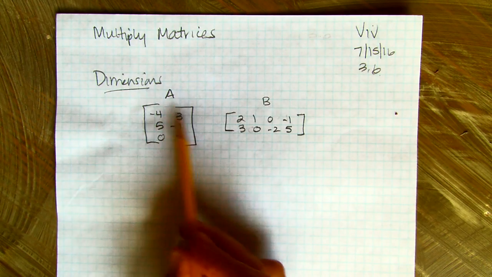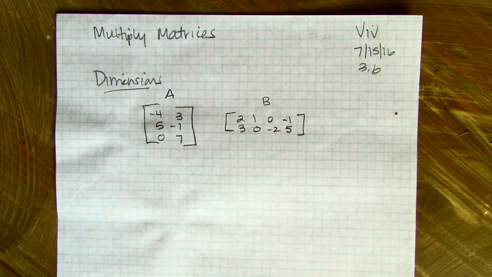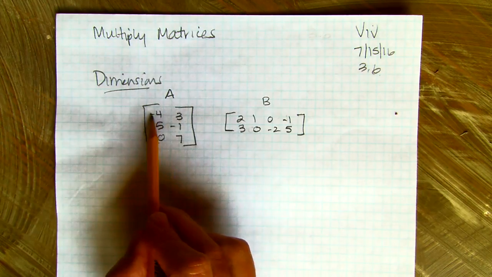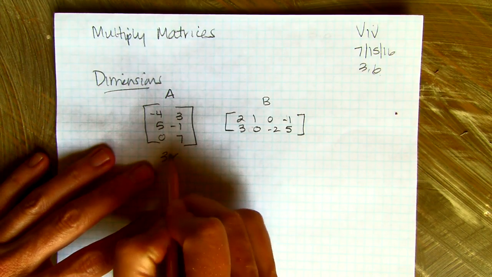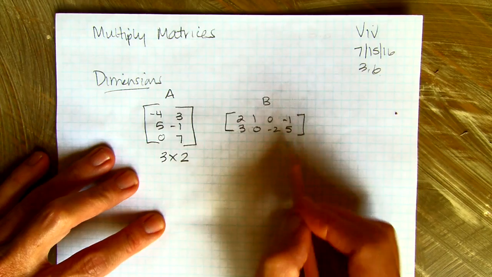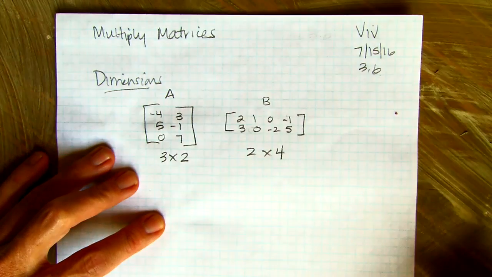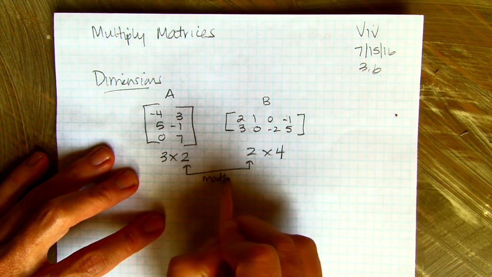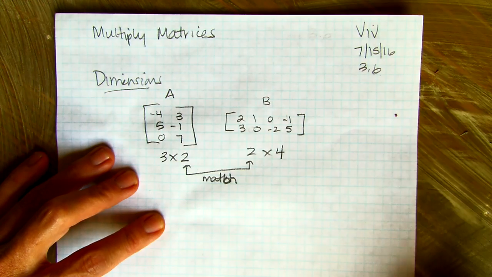So dimensions are extremely important when you're multiplying matrices. So quick test. What are the dimensions of this matrix? Remember, it's row by column, and columns are up and down. So this is a 3 by 2, which makes this a 2 by 4. And when you're multiplying matrices, these two have to match.